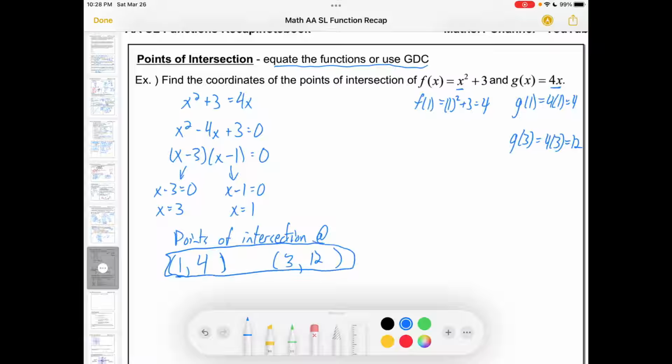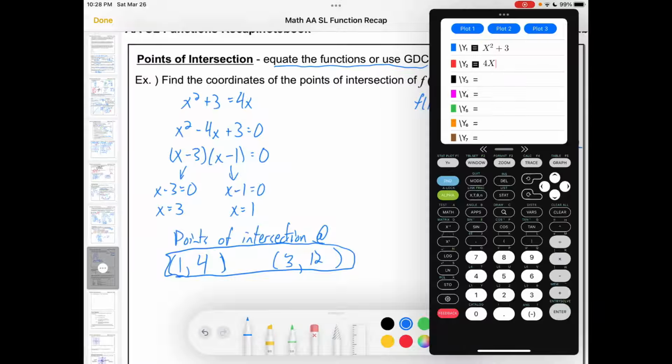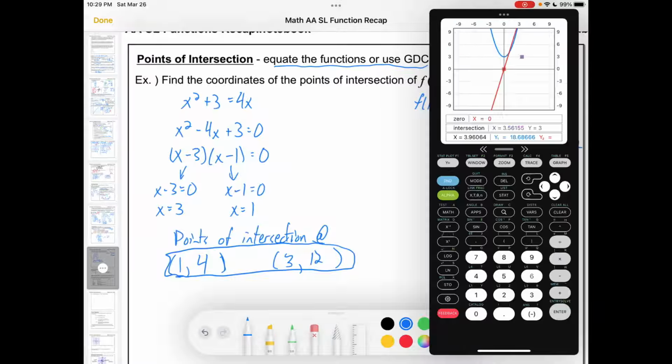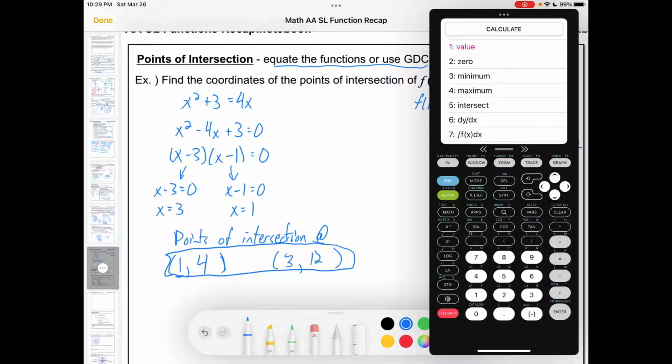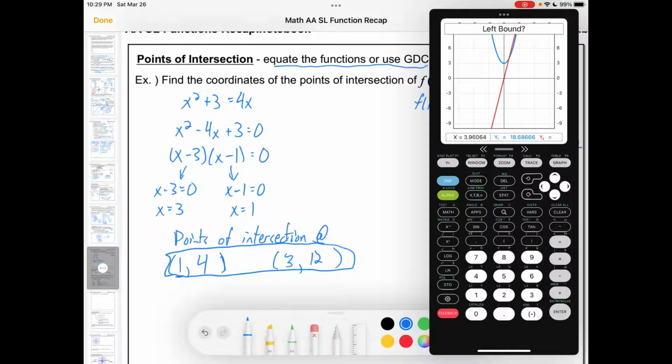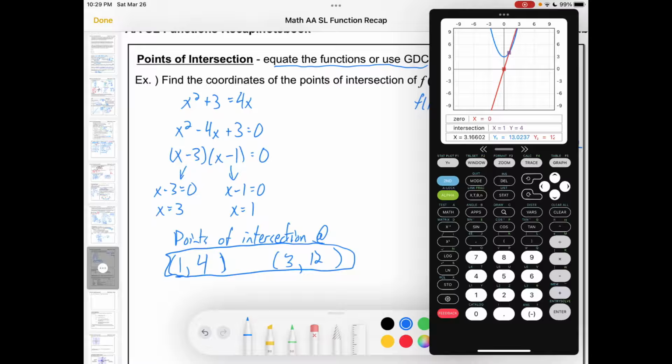Let's check it on the GDC. I put in both functions. I go zoom 6 for standard window settings. And I go second calc intersect. I go a little to the left of the intersection, little to the right, and it tells me in purple there that it's where x is 1 and y is 4. If I did it for the other point of intersection, it would tell me 3, 12.